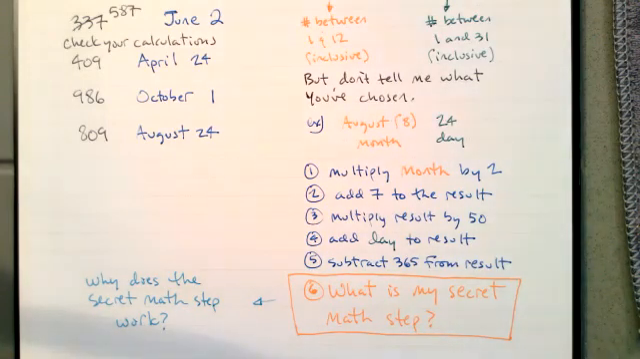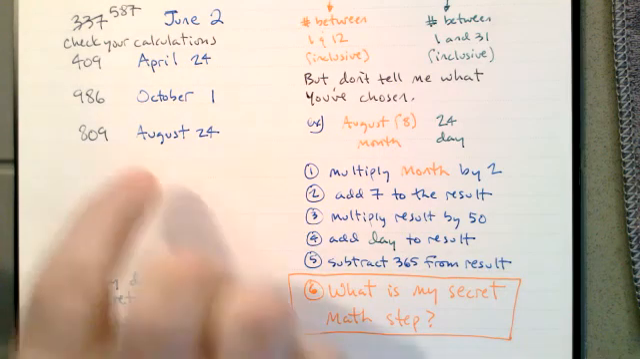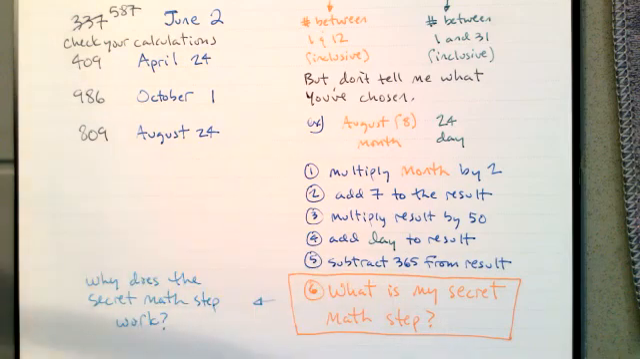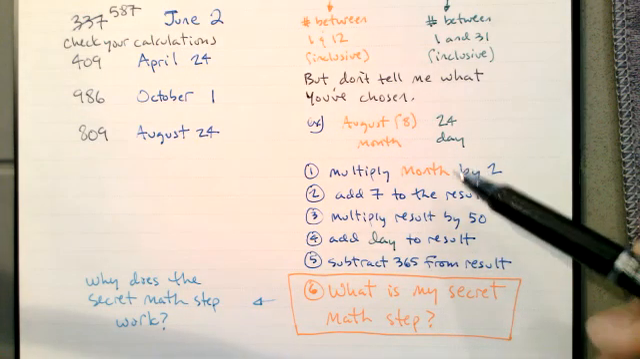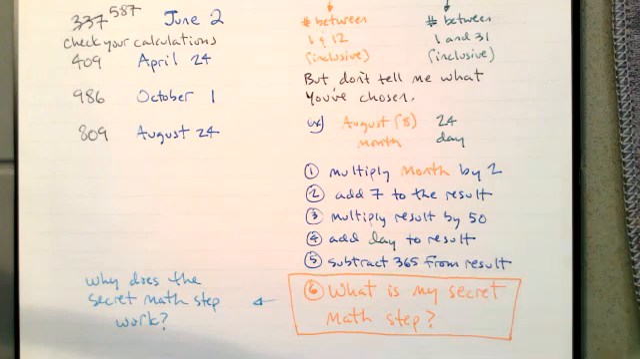So I want you to try to figure out just how I'm going from the number you gave me to the date that you secretly had. What was my secret math step for going from one to the other? And then explain why does the secret math step work by analyzing the operations that happen to the month and the day and seeing what's going on. Any questions?